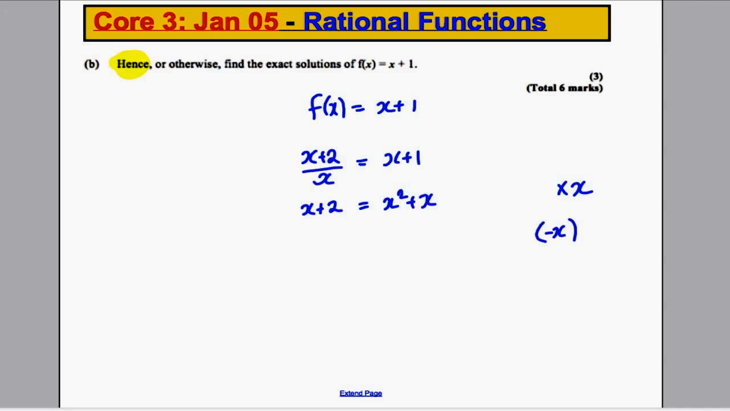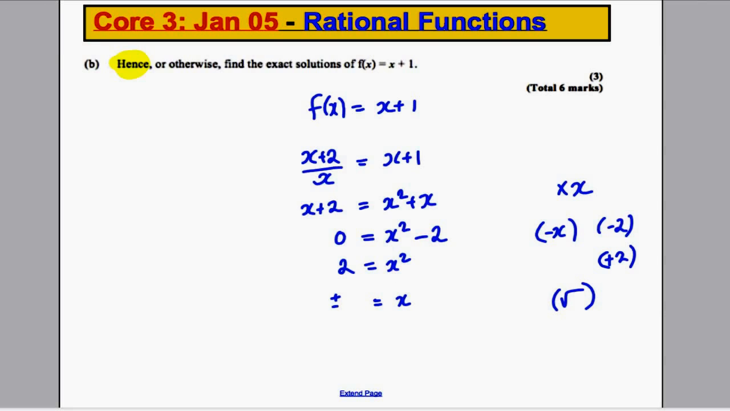Subtract x from both sides. Subtract 2 from both sides, get 0 is equal to x squared, subtract 2. Didn't really have to subtract the 2 actually, because now I'm going to add it back on, it doesn't really matter. So 2 is equal to x squared, and you take square roots of both sides, remembering you get a positive and negative answer. x is therefore the positive or negative square root of 2. So therefore my answer is x is root 2, or x is negative root 2. And you're done.